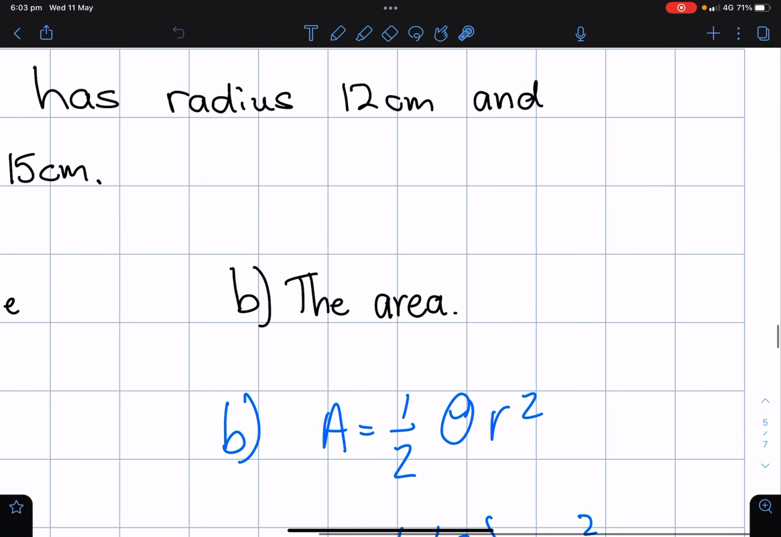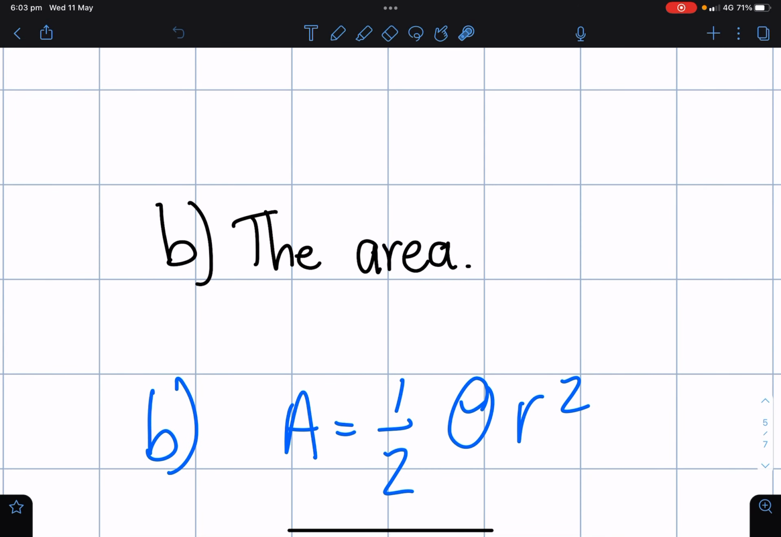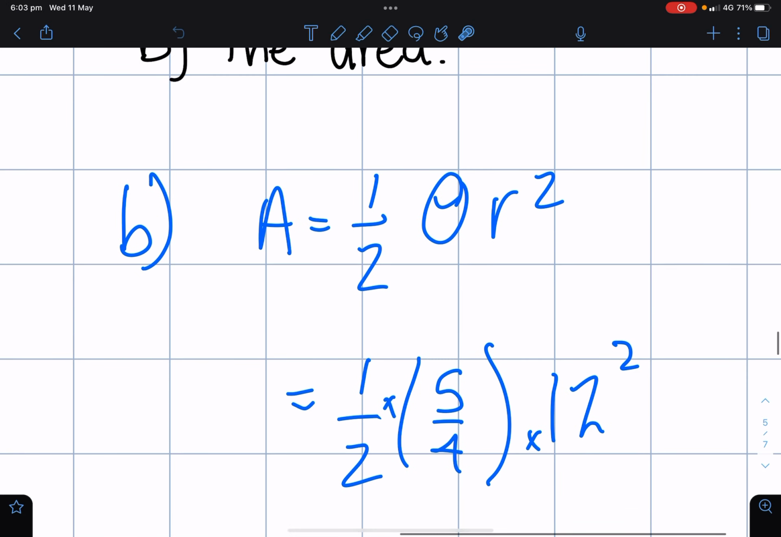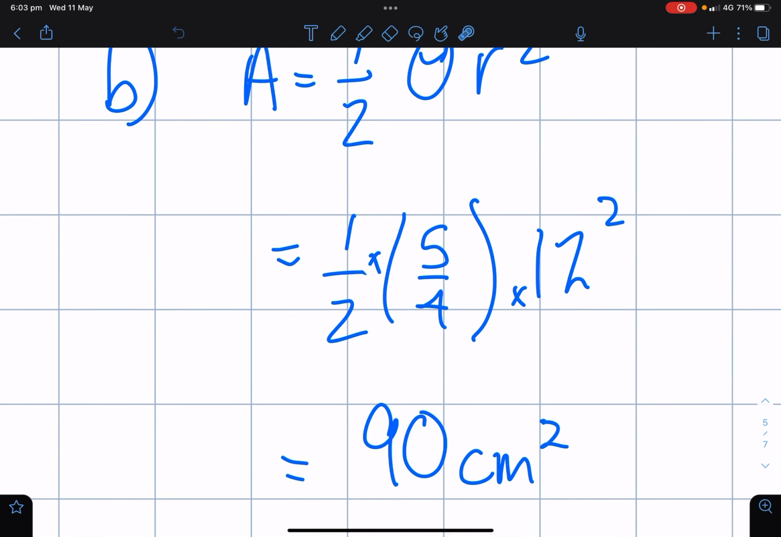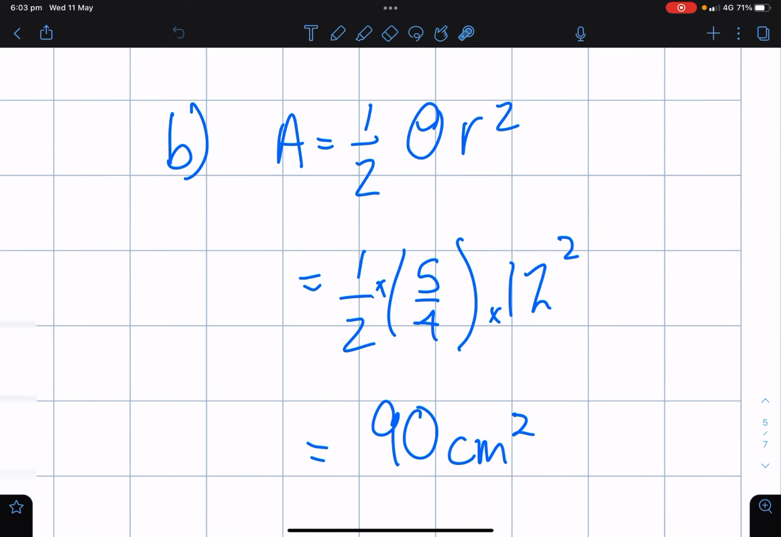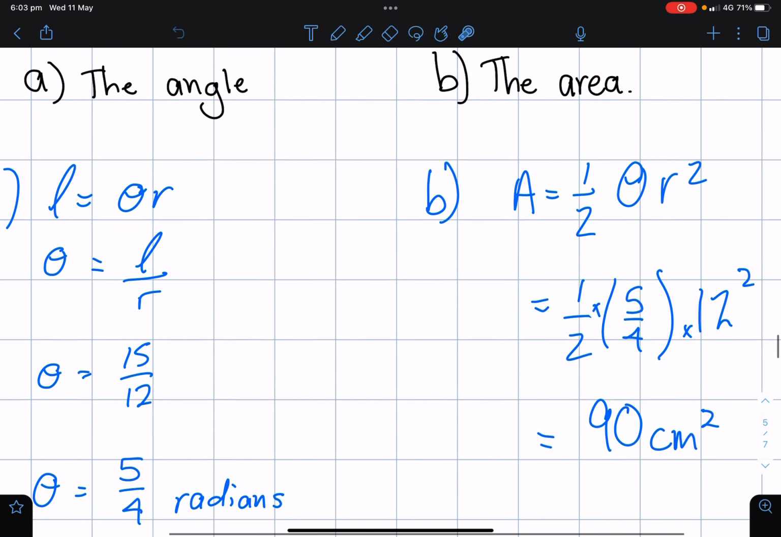All right, now that we have theta, we can find the area. Again, because we're in radians, area equals half times theta times r squared. Replacing the theta we found in part A here, so half times 5 on 4 times 12 squared. And that's actually equal to 90 centimeters squared. So that actually works out to a really nice number.